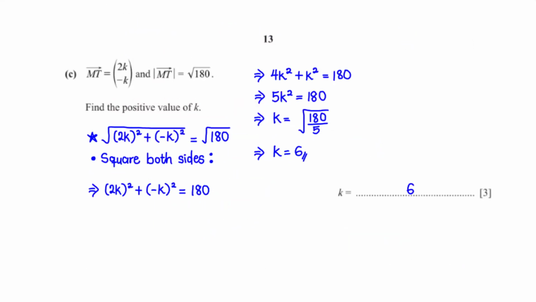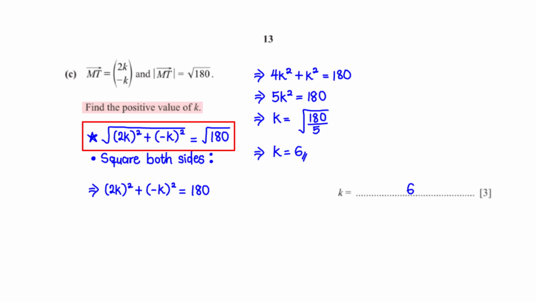MT equals (2k, negative k), and the magnitude of MT is square root of 180. Find the positive value of k. If vector MT is (2k, negative k), then its magnitude can be expressed as the square root of (2k) squared plus (negative k) all squared. We've been told in the question that this is equal to square root of 180.